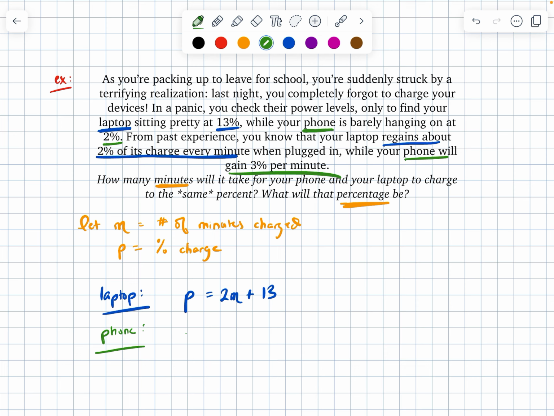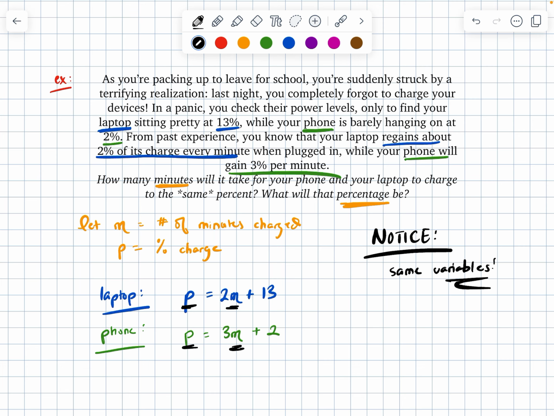Same thing for the phone. It also wants to talk about its total percent. Here, it gains 3% per minute. So multiplying 3% by the number of minutes I charge will give me the amount of charge I gain. And then it's starting at 2. So these are my two equations. And the idea here, hopefully you've noticed, is that I'm calling this a system of equations because they're somehow connected. Their connective tissue is the variables. Both of these equations are defined in terms of p and m.